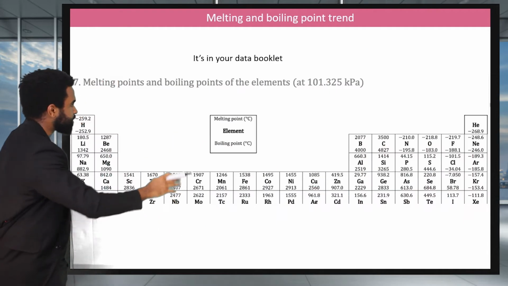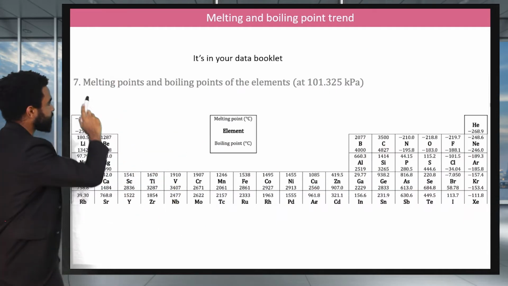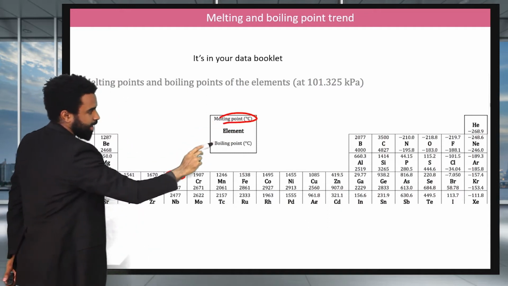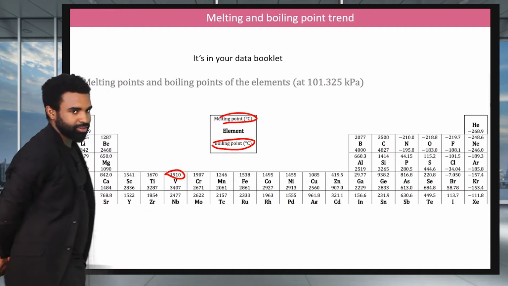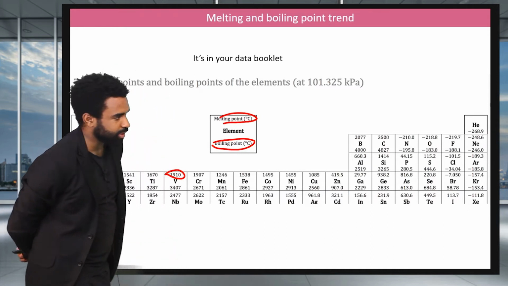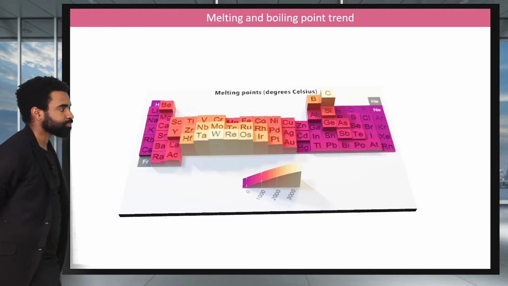The melting and boiling points are in your data booklet. So in section 7 here, at the top of each cell, you have the melting points in degrees C, and at the bottom, you have the boiling point in degrees C as well. So if you forget any of the trends, you can come over here and look at them.